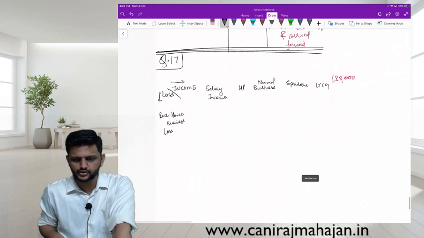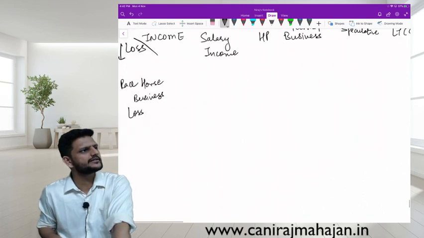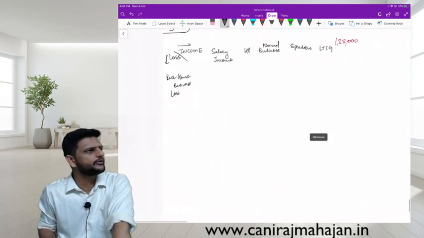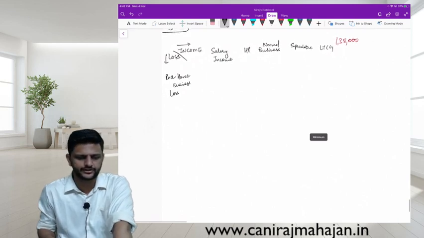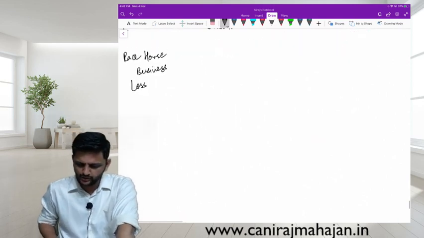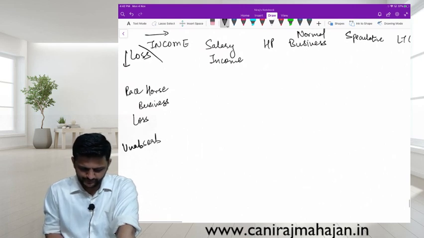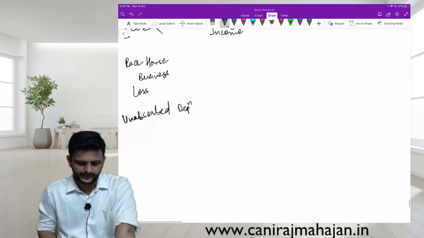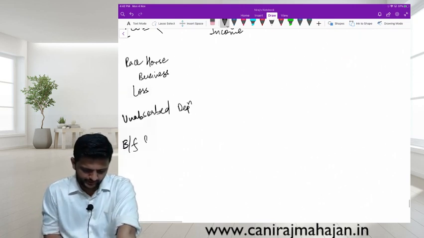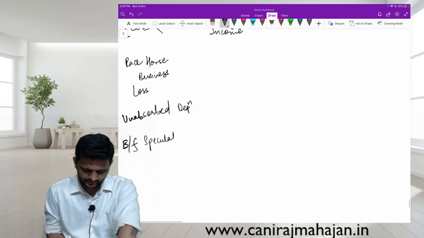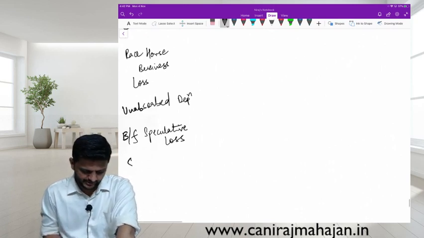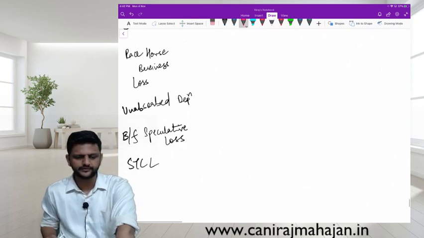Depreciation allowable comes to 8,000, for which no treatment is given as above. So in business income, we will first reduce depreciation of the current year. Then there is unabsorbed depreciation that is brought forward. Then brought forward speculative loss. Then STCL.